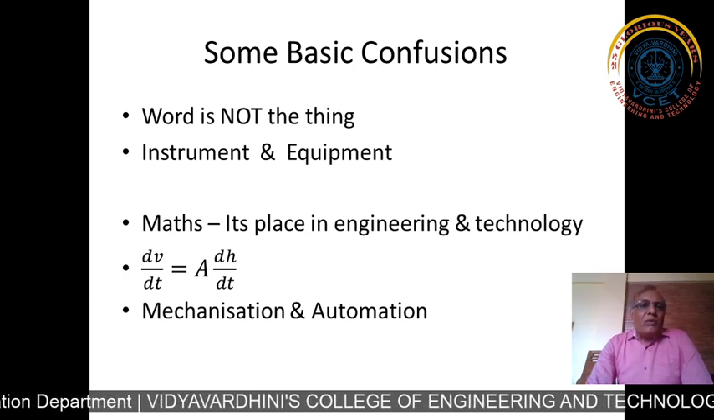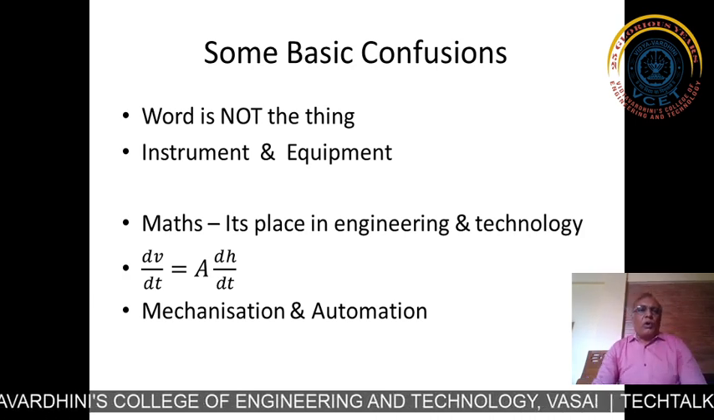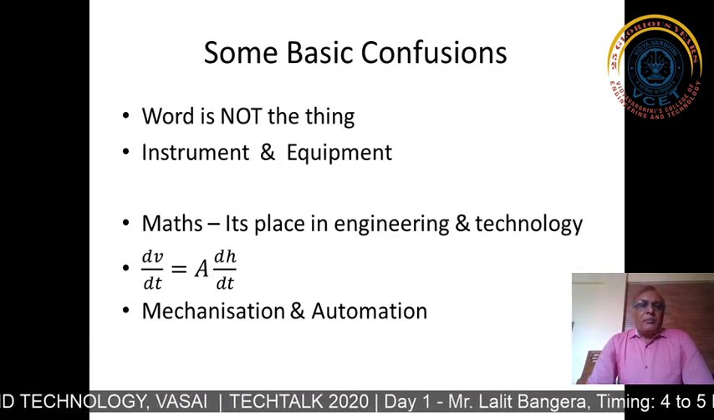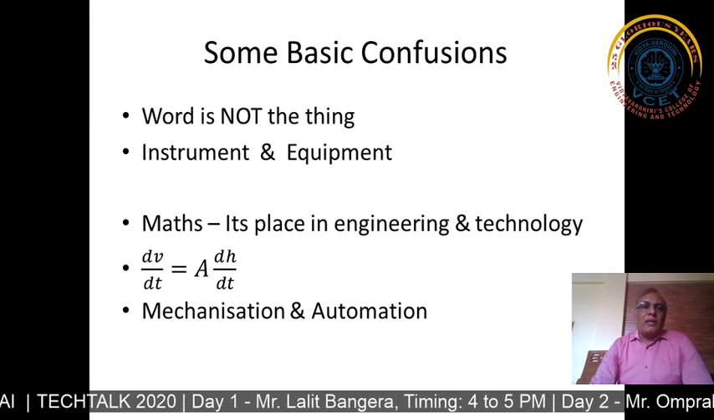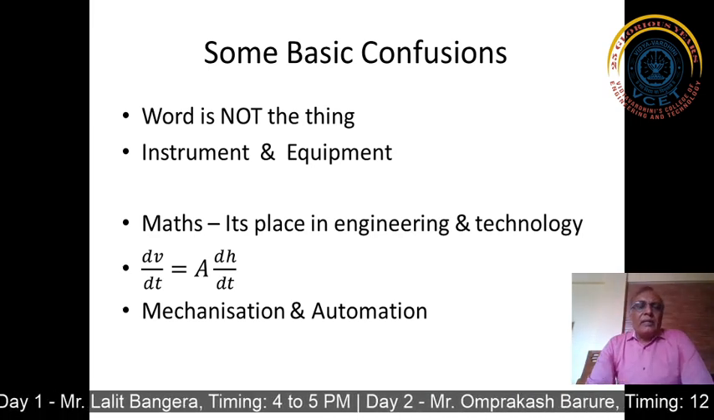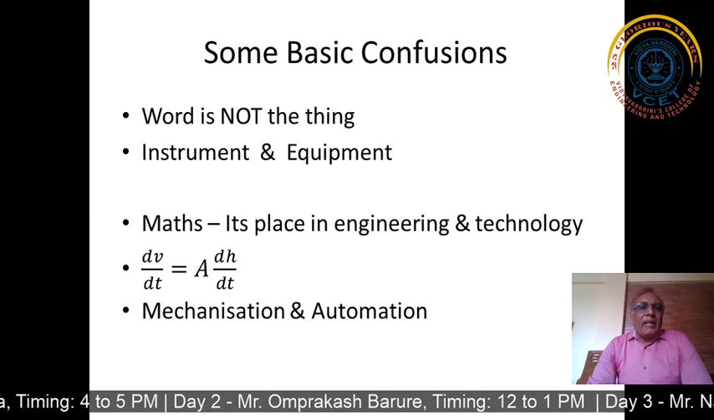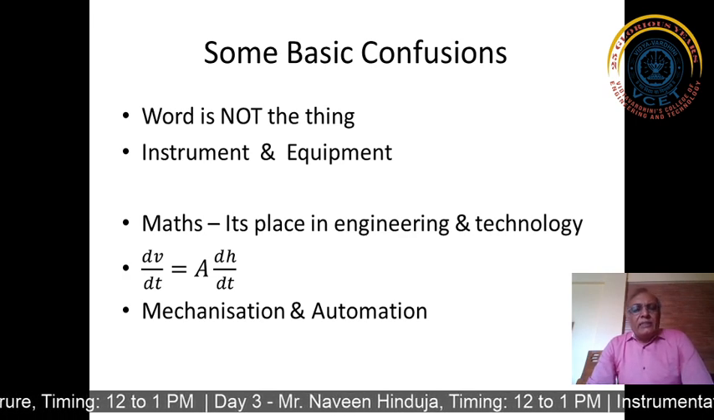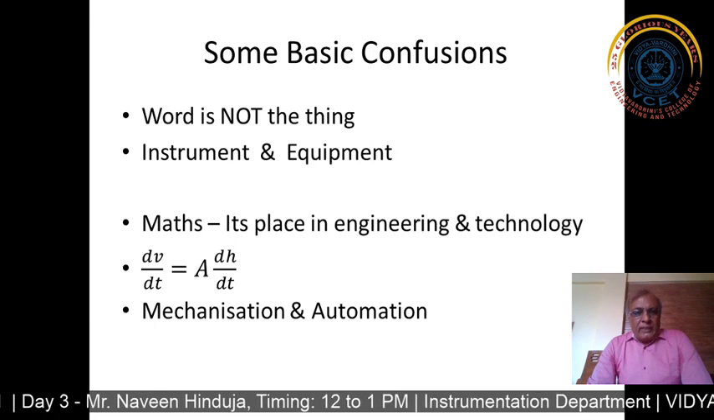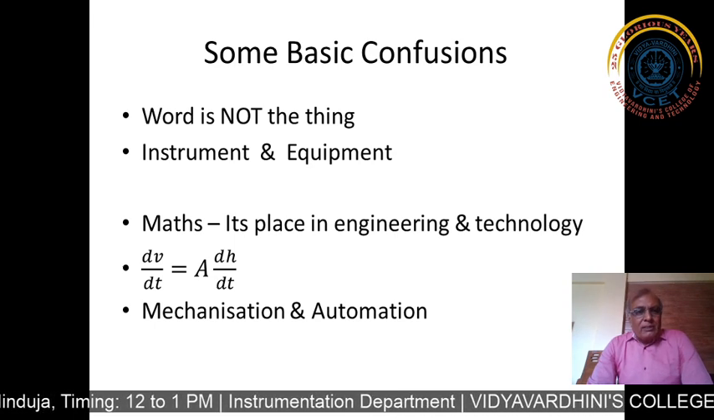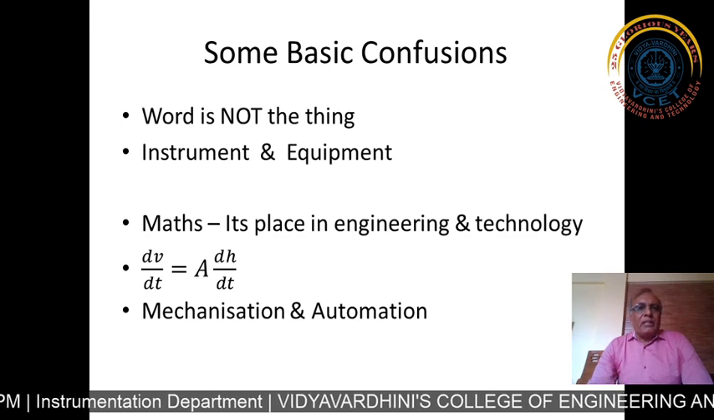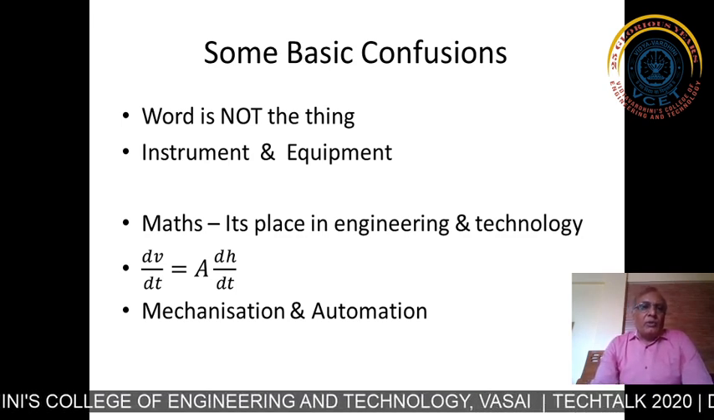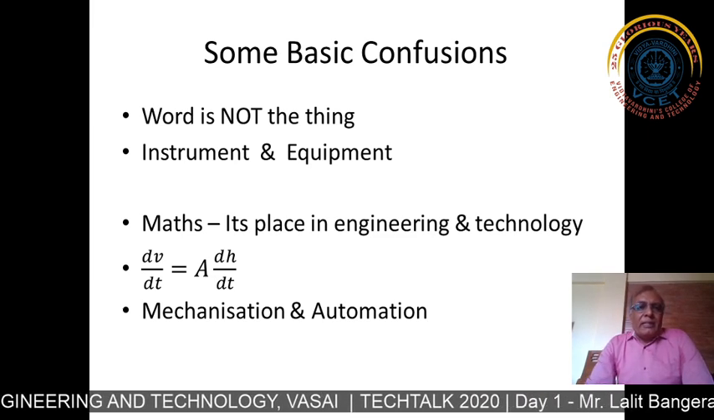What is V? Volume. What is t? Time. H? Height, the level. A? Area of cross section of the tank. So dV/dt = A dH/dt. Isn't it a tank? Yes, it's a tank. It's not maths. This is only the representation, we are using maths as a tool to represent our engineering problem. Now you do something with this. This is what is called a mathematical model.